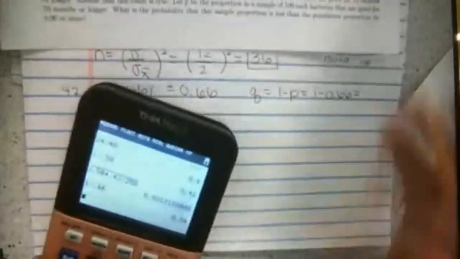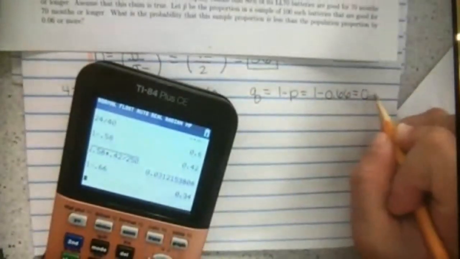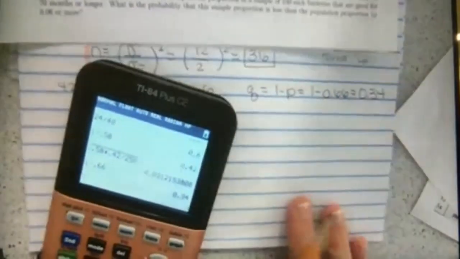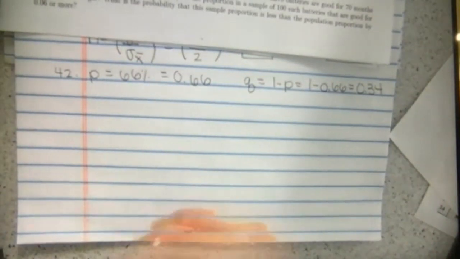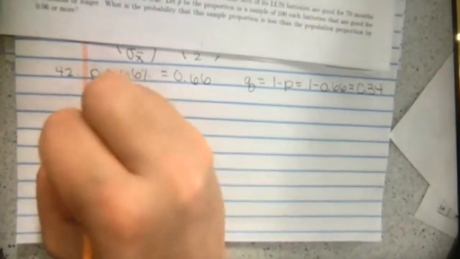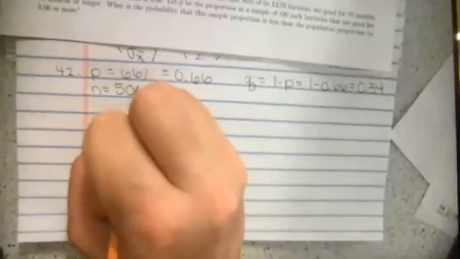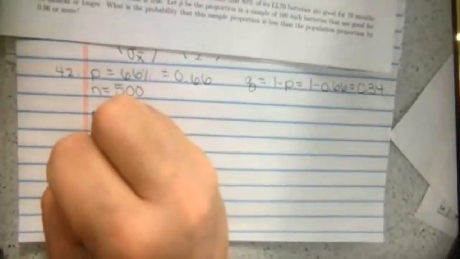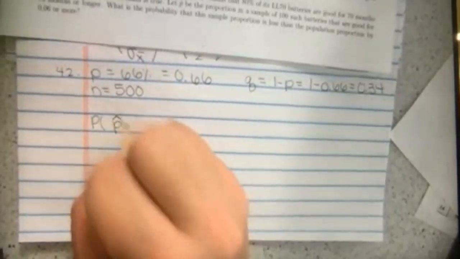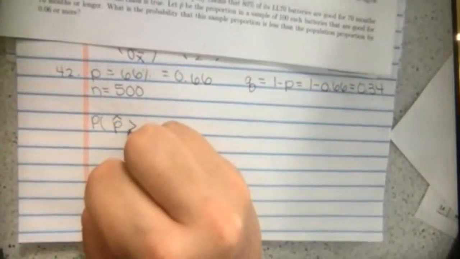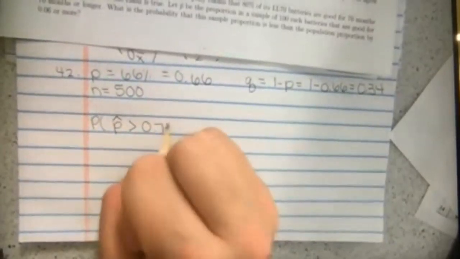Which is 0.34. They told us that our sample size, a random sample, is 500, so n is 500. We're asked to find the probability that more than, so p hat is going to be greater than 70%, so 0.70.